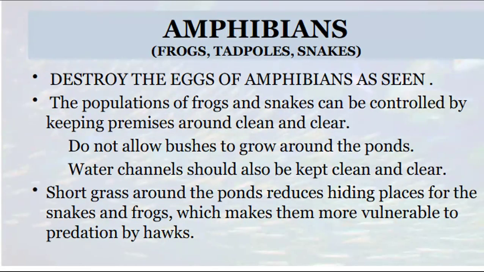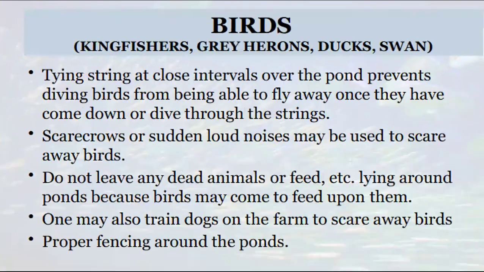And how can we control amphibians and reptiles like frogs, tadpoles and snakes? Destroy the eggs of amphibians as seen. Because if the eggs of amphibians and reptiles are present in the area where you are culturing your fish, it will be very harmful for the fish. The population of frogs and snakes can be controlled by keeping the premises around clean and clear, and do not allow bushes to grow around the pond. Water channels should also be kept clean and clear, and short grass around the pond reduces hiding places for snakes and frogs, which makes them more vulnerable to predation by hawks.